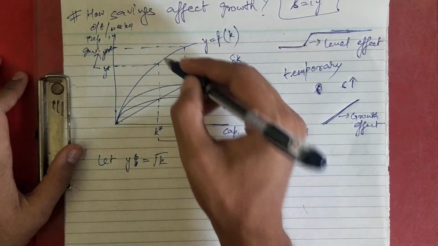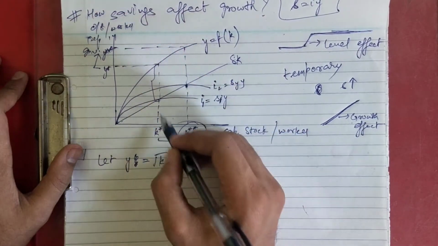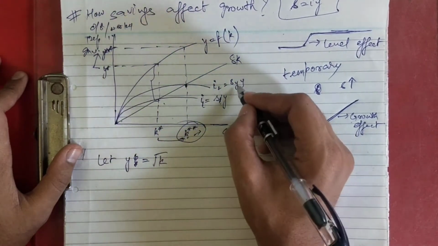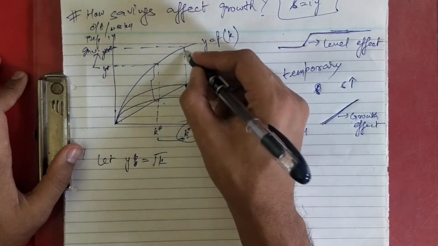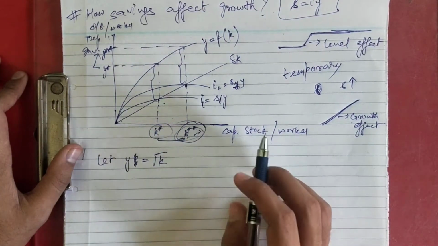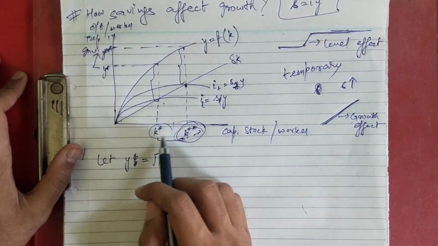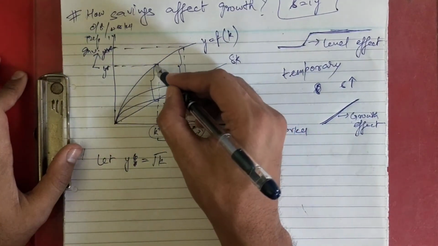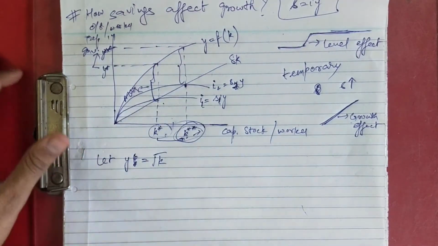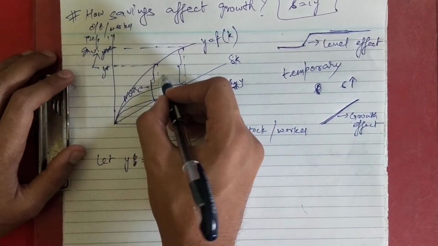But if you see from this diagram, you can see the consumption. This is your consumption when saving is S1. When saving changes to S2, your consumption is this much. Both are steady state levels of capital, right? But there may be a single steady state level of capital where consumption is maximum.